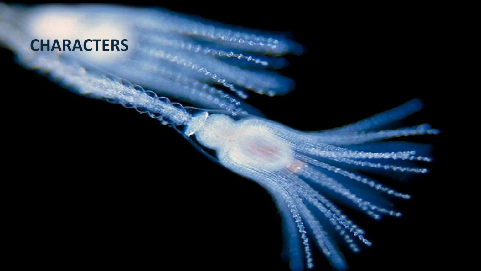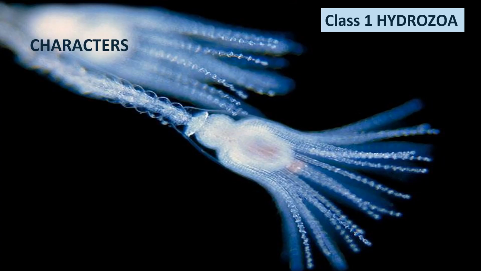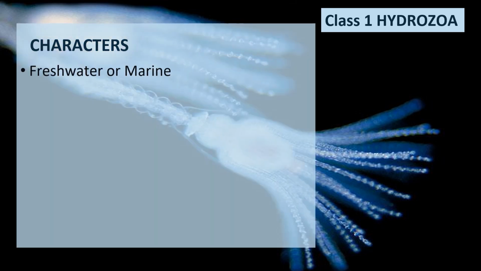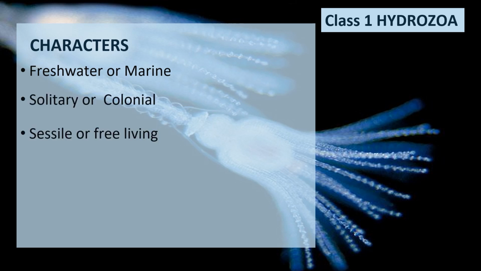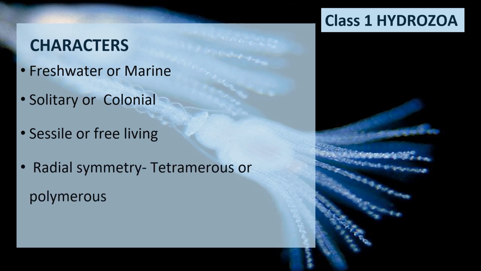Class Hydrozoa. The characteristics of class Hydrozoa are: the organisms are either freshwater or marine. They are solitary or colonial, sessile or free-living. They have a radial symmetry which is either tetramerous or polymerous. Examples for class Hydrozoa are Hydra, Obelia and Physalia.